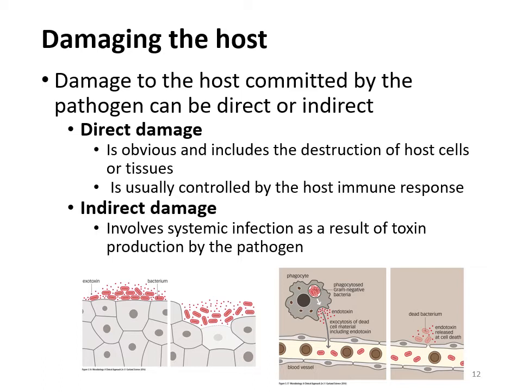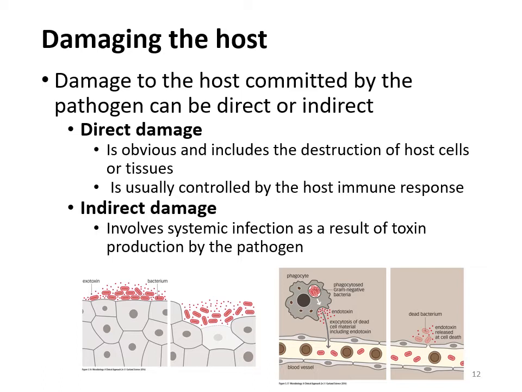So when we talk about damaging the host, there are two big categories to remember. There's direct damage or indirect damage when we're talking about damage being caused by the pathogen itself. If it's direct damage, then you're basically going to think of it as the direct damage from the physical pathogen itself. So kind of picture that pathogen crashing into cells and tissues. The pathogen itself is destroying host cells or tissues.